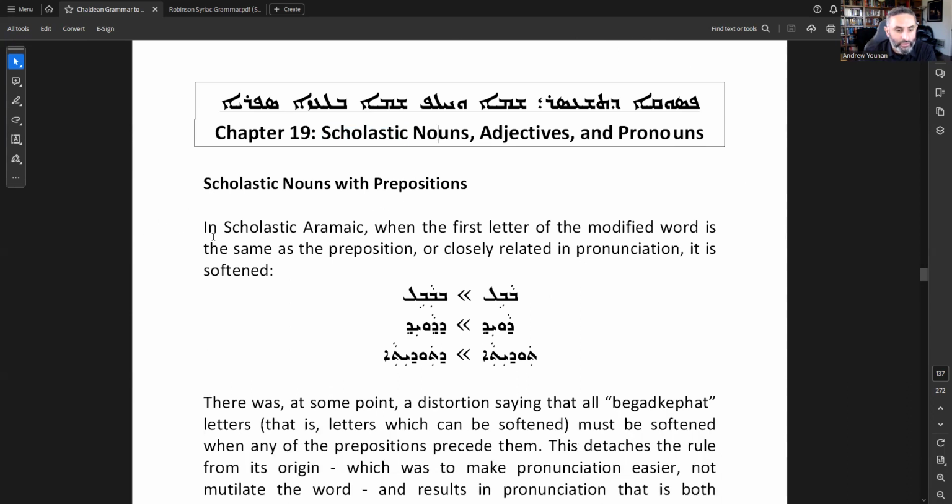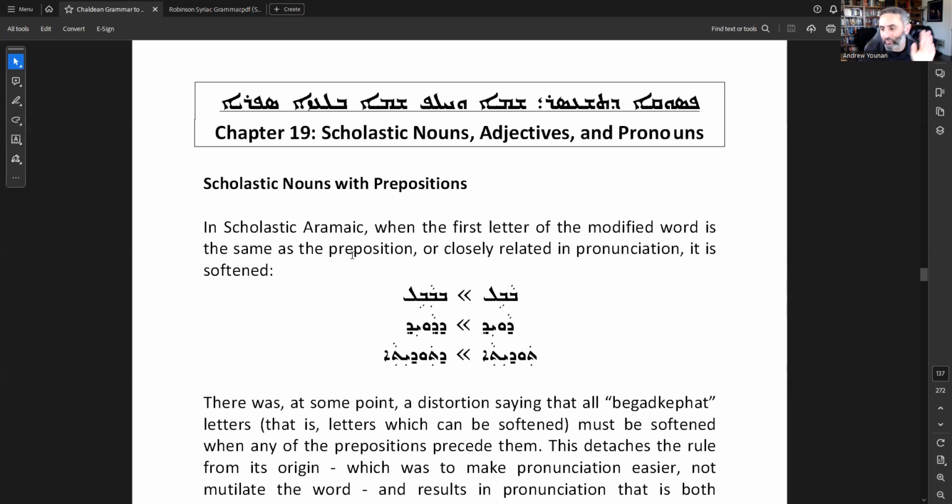Scholastic nouns with prepositions. In Scholastic Aramaic, and as I said, it's also called Syriac and Gushma and all kinds of other names. Oh, sorry, it's called Gushma. I told you I'd come back to that. It's called Gushma probably because it was written on animal skins. So when we say Gushma, it means the language that's written on skin, as opposed to the language that we speak. I'm guessing that's because the word Gushma means skin or flesh. So anyway, in Scholastic Aramaic, when the first letter of the modified word is the same as the preposition or closely related in pronunciation, it is softened.